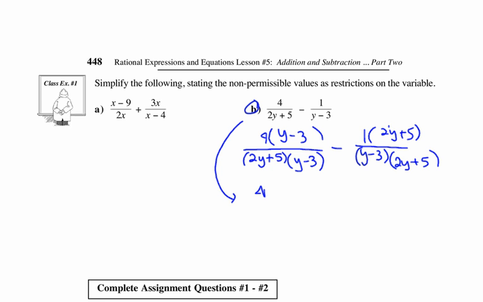You're totally welcome to go straight to 4 times y minus 3 minus 1 times 2y plus 5. Make sure you have your brackets there, all over the common denominator.